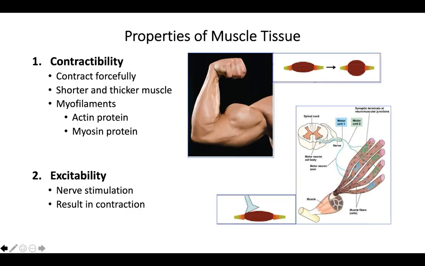Muscle tissue has functional properties that are very unique compared to other tissues. One property is contractility. Contractility is the ability of a muscle to shorten and become thicker. When muscle contracts, it causes movement of the structure to which it is attached.